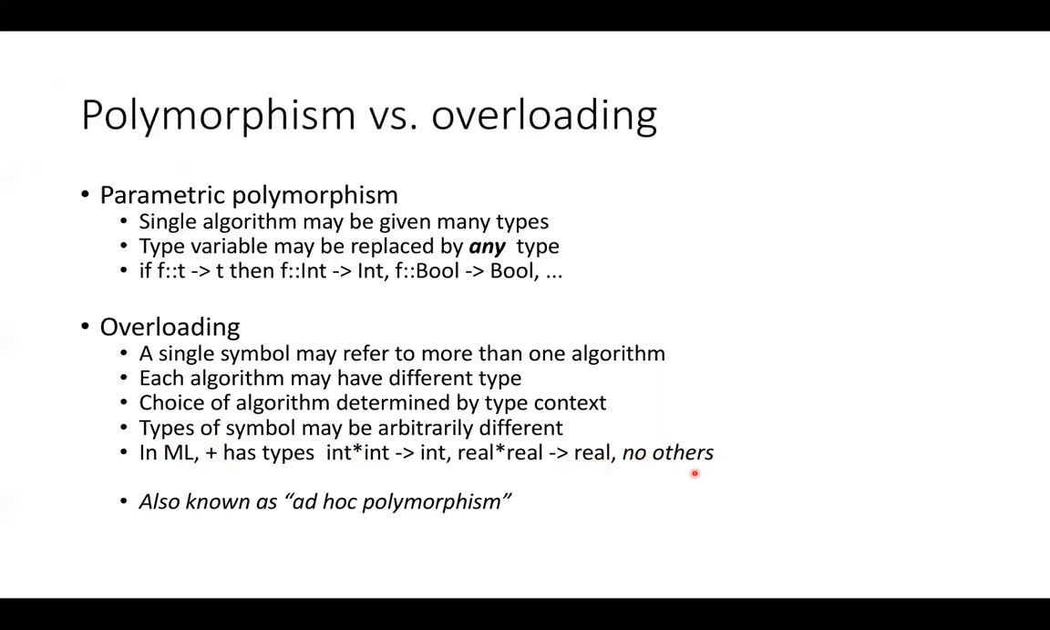But there are no others. That's unlike this f up here, where you could have int to int, or bool to bool, or string to string, or record to record, or hash to hash, or person to person, or database to database, or whatever. Here, the plus function is only overloaded for two cases, so it doesn't generalize to arbitrary types. So the way I think about this is that overloading is like a special case of parametric polymorphism. Go ahead, Eric.